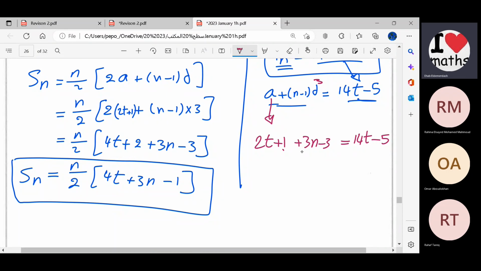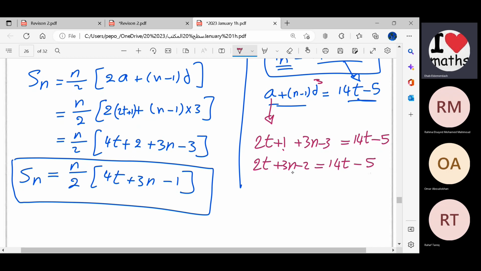Let's continue. 2t plus 1 plus 3n minus 3 is equal to this amount. Pay attention here. I'll try my best to get n as the subject, I need to have n by itself. Here I can shift everything and keep only the 3n. Let me do it step by step. Here we have 2t plus 1 plus 3n minus 3, so 3n plus 2t minus 2 is equal to 14t minus 5. I will shift everything.